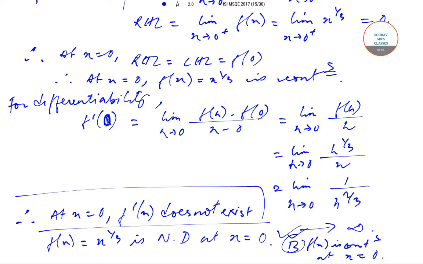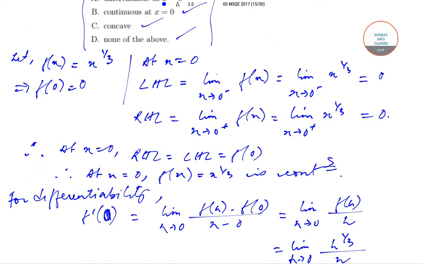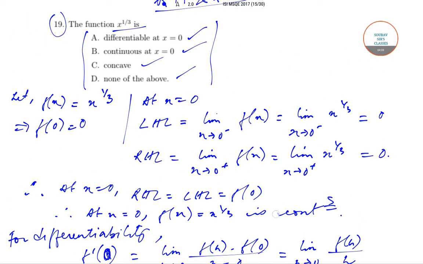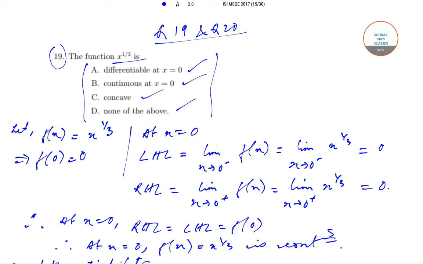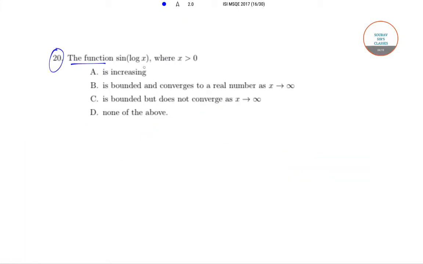So today we have solved question number 19 from the ISI MSQE question paper of year 2017. Now we'll move forward to the next question, which is question number 20. In question number 20, it has been said that the function sine of log of x, where x is greater than 0, the options are: is increasing, is bounded and converges to a real number as x tends to infinity, is bounded but does not converge as x tends to infinity, or none of the above.